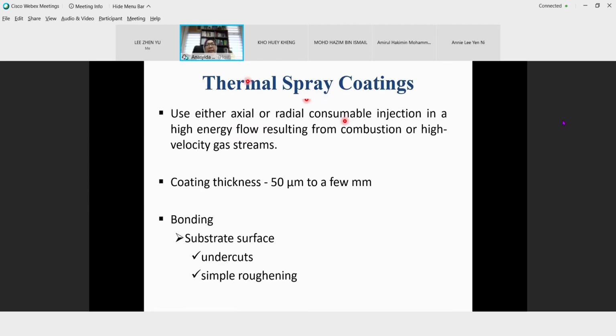All right, so they can use combinations of either combustion or a high velocity gas stream as the source of heat. The coating thickness for thermal spray is quite thick. You can have between 50 microns up to millimeters. They can bond to the substrate either through undercuts or simple roughening. So this is thermal spray.